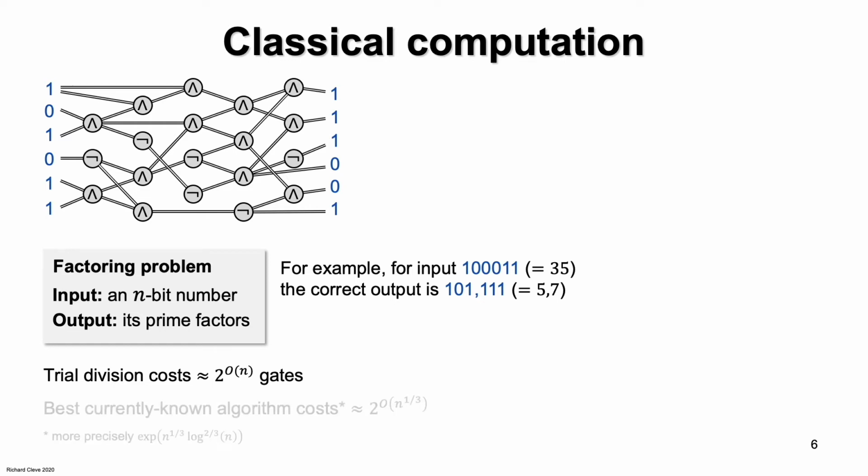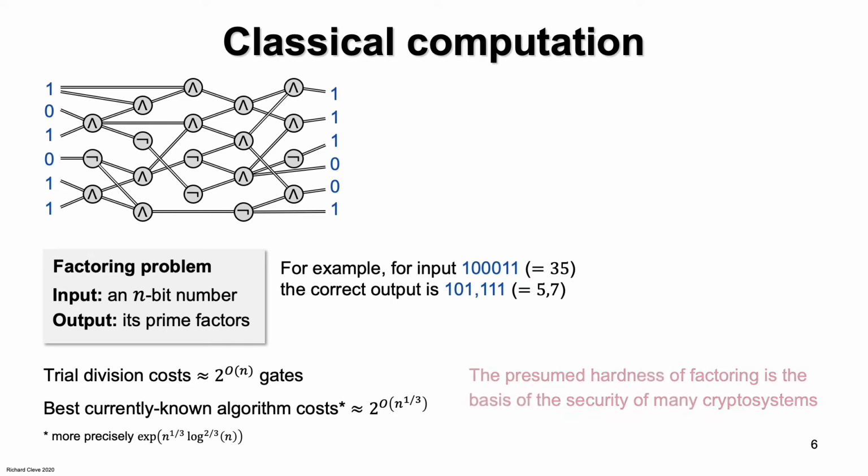The best currently known classical algorithm for factoring is the so-called number field sieve algorithm, which scales exponentially in the cube root of n. Since the cube root is in the exponent, this is still essentially exponential. There is no currently known classical algorithm for factoring whose cost scales polynomially with respect to n. In fact, the presumed difficulty of factoring is the basis of the security of many crypto systems.